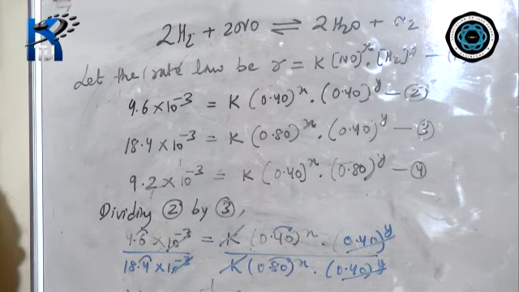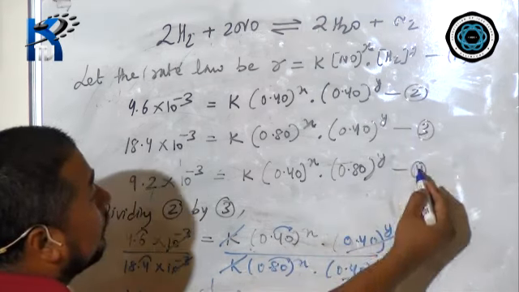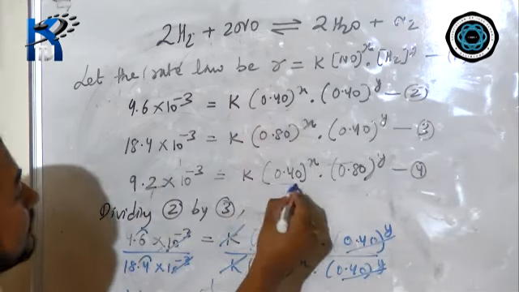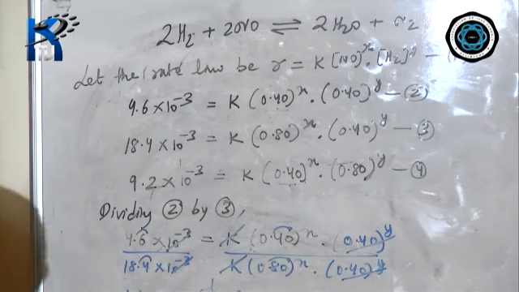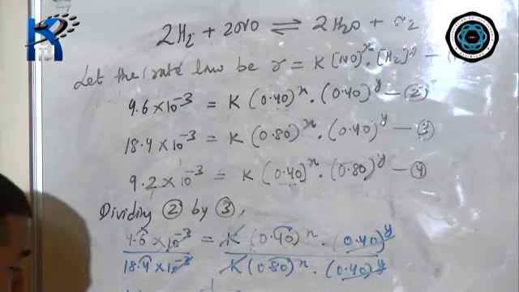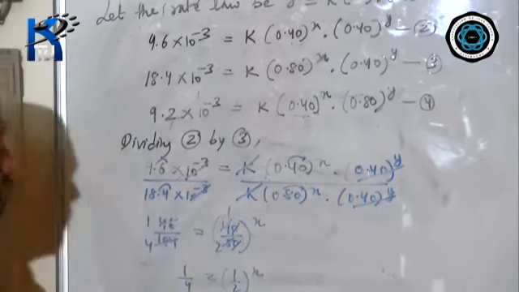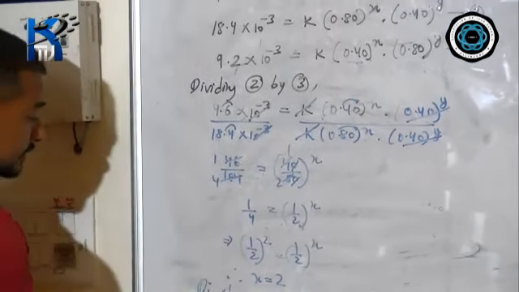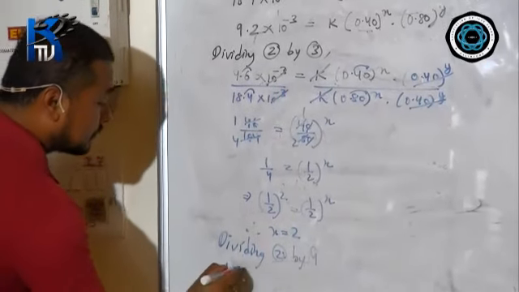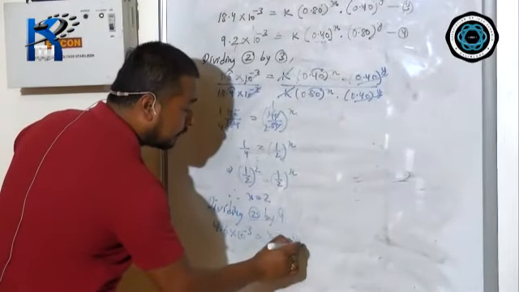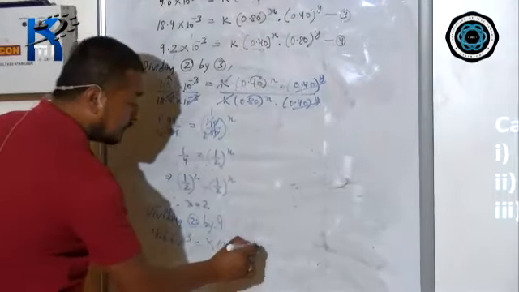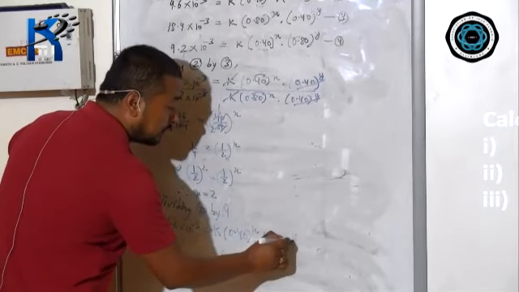Now we will divide another equation to cancel x to get y. If I divide equation 2 by 4, you can see this and this value is same, so this 2 will get cancelled, means x will get cancelled, only y will remain. So if I divide equation 2 by 4, let us see students what we get now. Equation 2 is 4.6 into 10 to the power minus 3 is equal to k 0.40 to the power of x into 0.40 to the power of y.